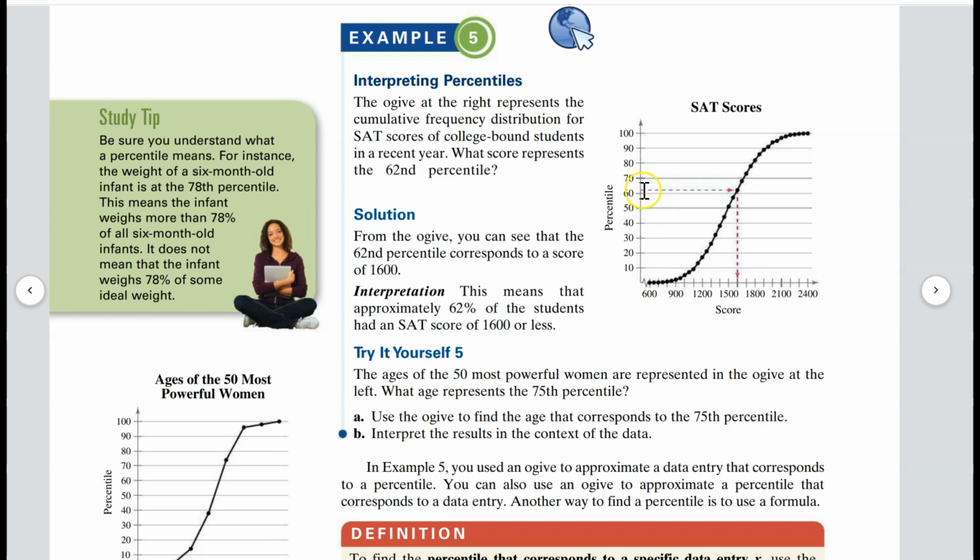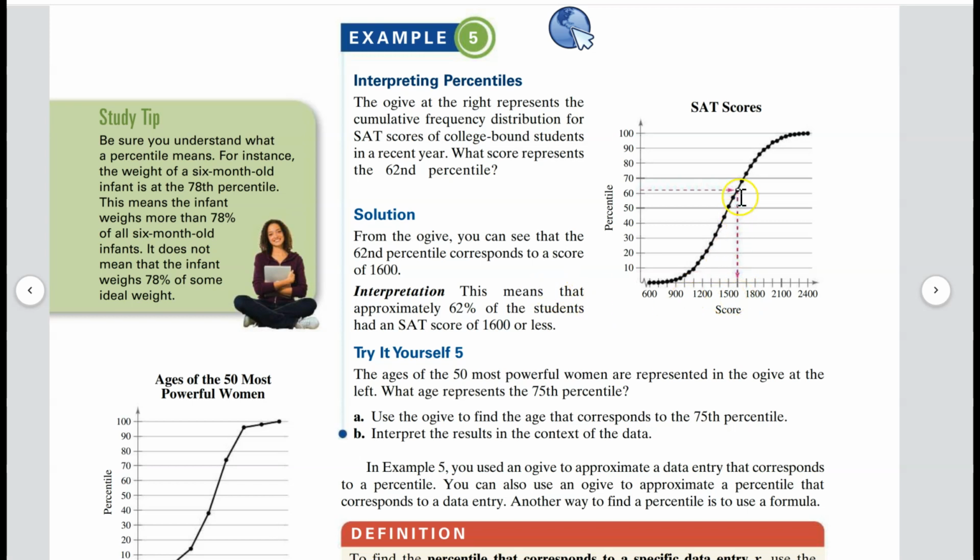So you see that right in there, and you scroll over to this curve, and you find that data point right there, and then you go down and you see what score that is. So let's see, 1500, 1600, 1700, 1800. So it looks like 1600 represents the 62nd percentile.